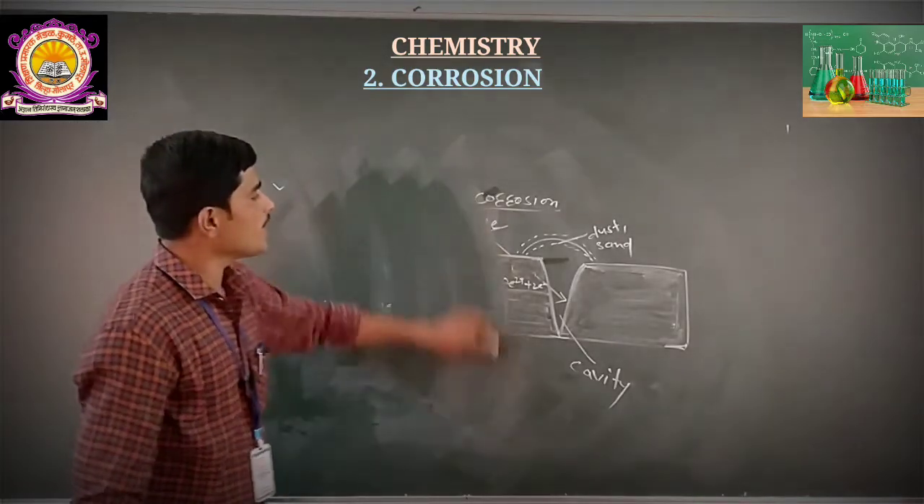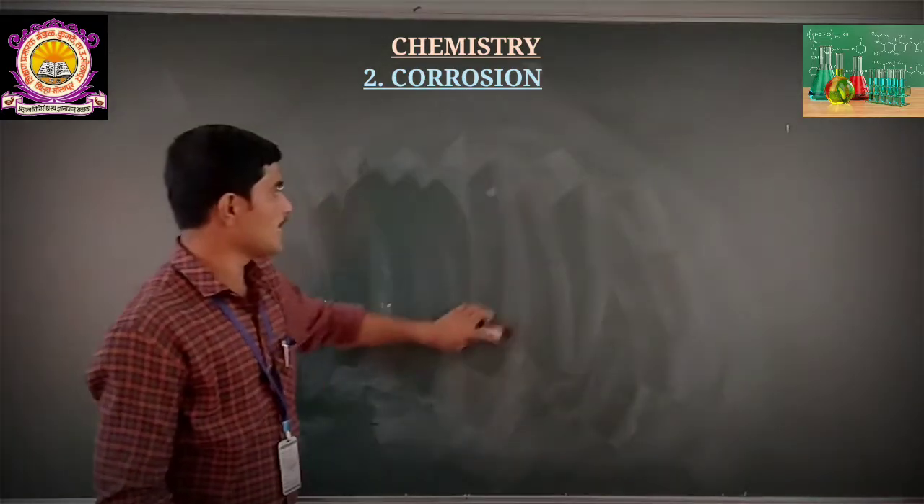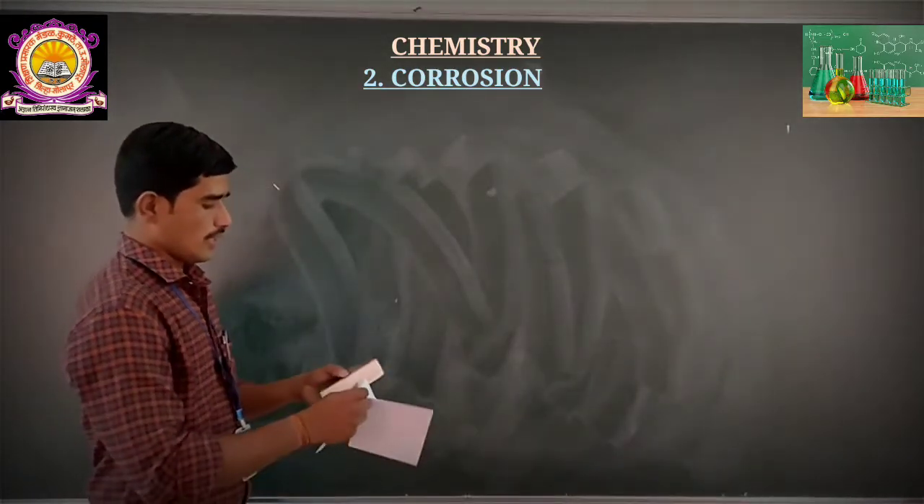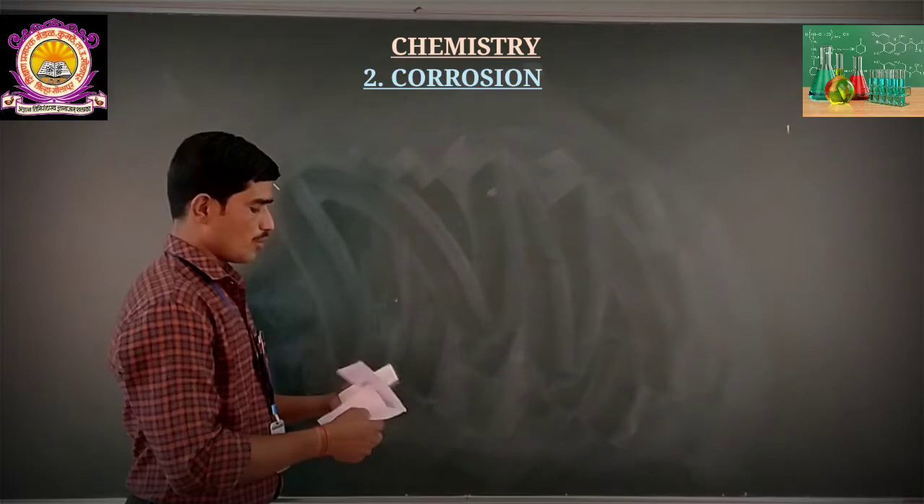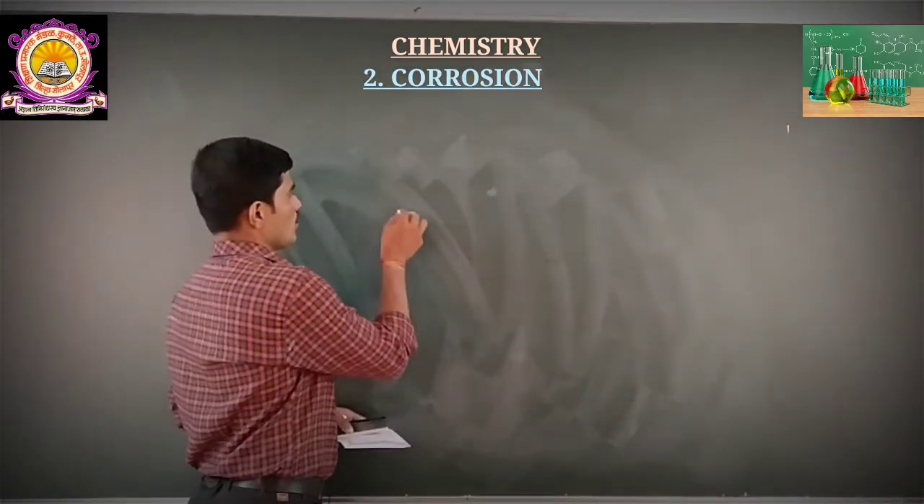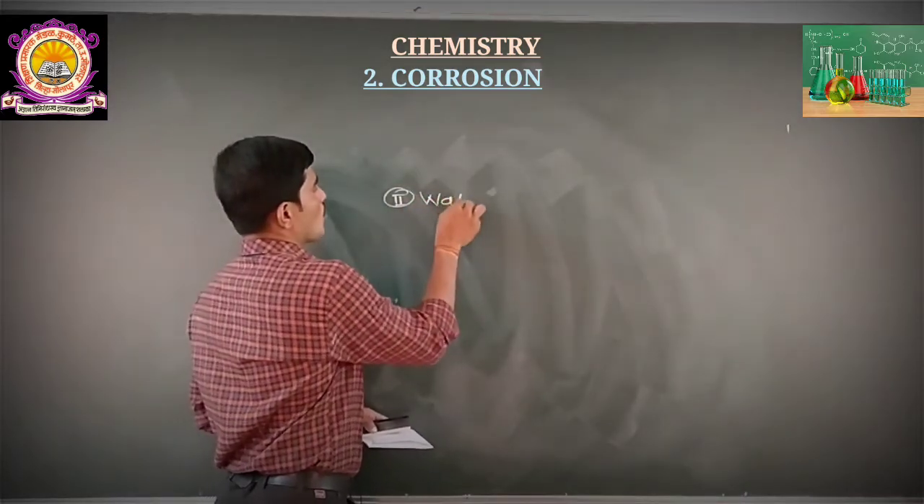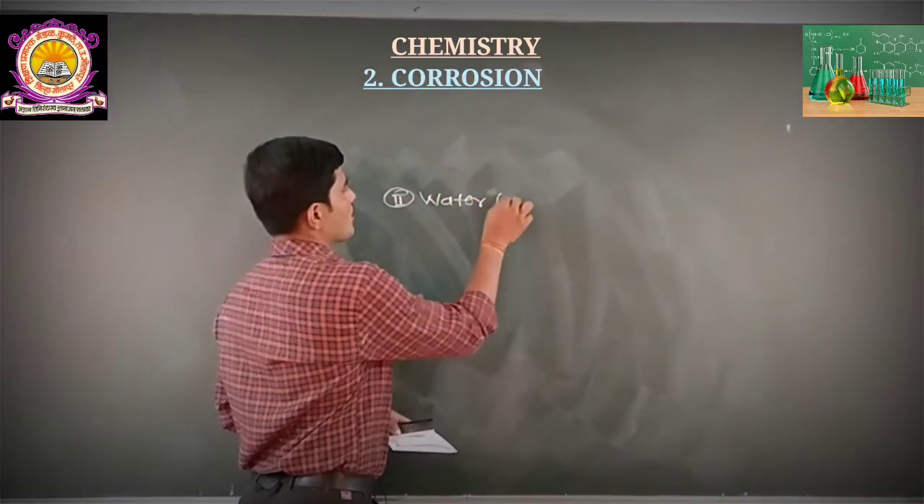Now the second important type is waterline corrosion. The second important type of corrosion is nothing but waterline corrosion.